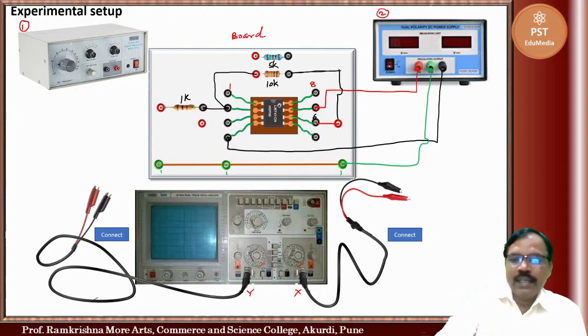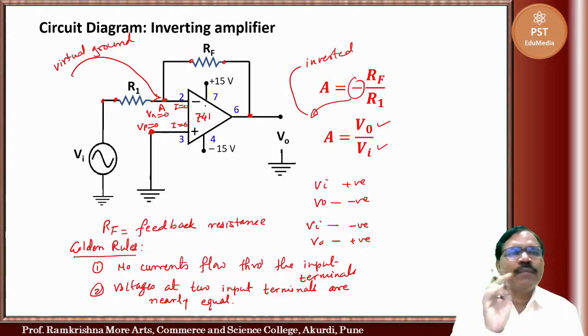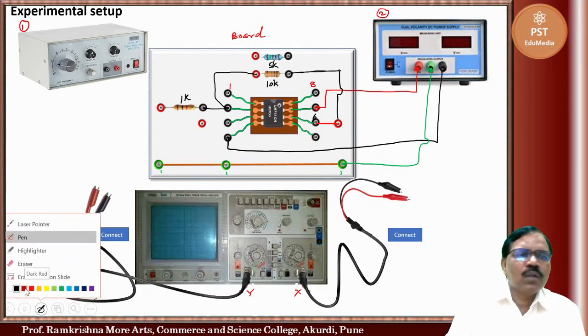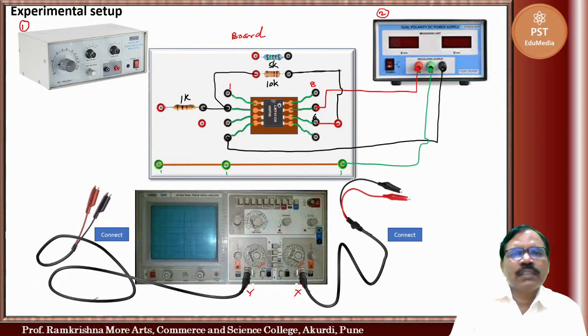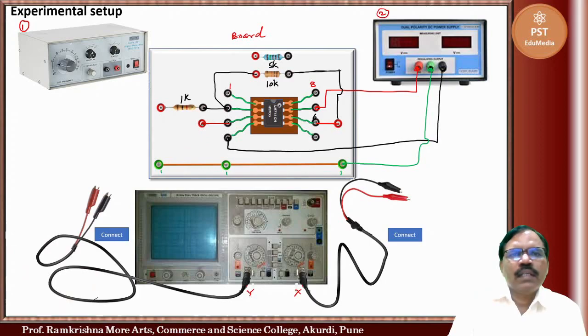Now we have to connect pin number 3 to ground, and the input we have to connect between R1 and ground. So we will first connect pin number 3 to ground. First connect pin number 3 here, and then from this we will connect it to ground. So it is connected to ground.